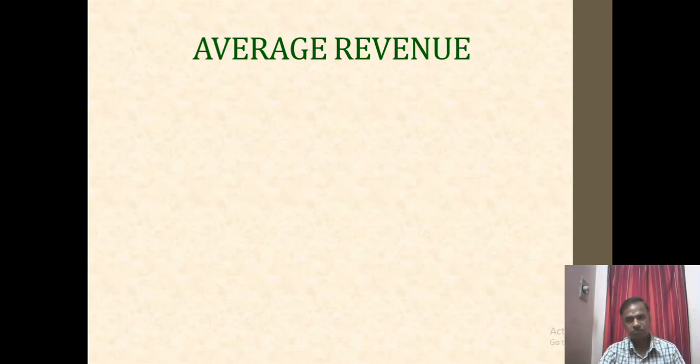Then average revenue. Average means total divided by the number. You know the average. Suppose if anyone asks you what is the average mark in class 10th, what would you do? Add the marks of all the 5 subjects and divide by 5, you will get the average. So the average revenue is the total revenue divided by the number of units sold.